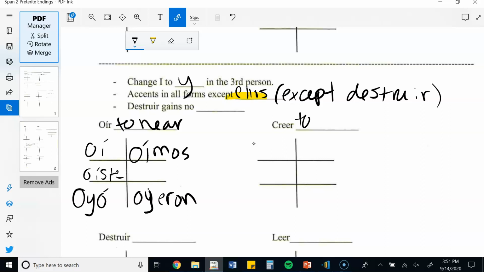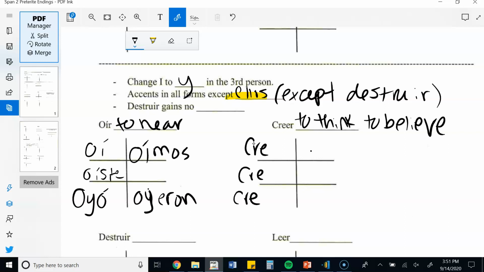Creer. To think or to believe. My pen kind of stopped working at the edge of the screen there. Believe. There we go. Let's follow the same pattern. Drop the ER. I can even do this all the way across. Whatever's going to work for you to remember how to do this, follow that method. So I drop the ER. Normal endings. Creí with an accent. Creíste with an accent. Because I have to add creímos with an accent.